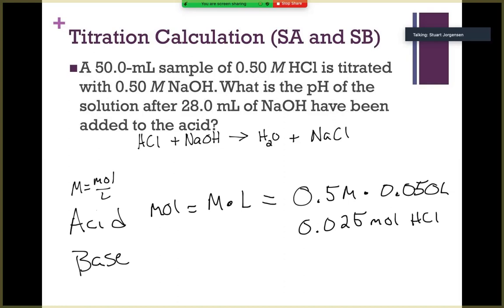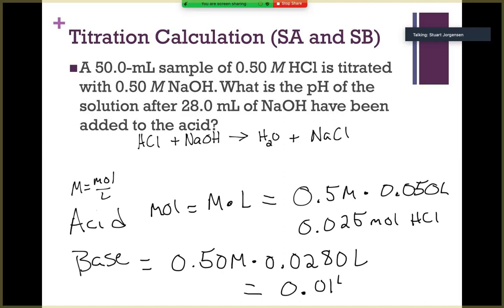We would do the same for our base. Well, good news. It's the same math. Going to be molarity times our liters. So now we got 0.50 molar times our 0.0280 liters. 0.5 times 0.028, and we get 0.014, 2 sig figs, yep, moles of our base, NaOH.